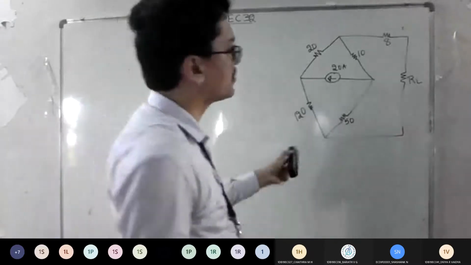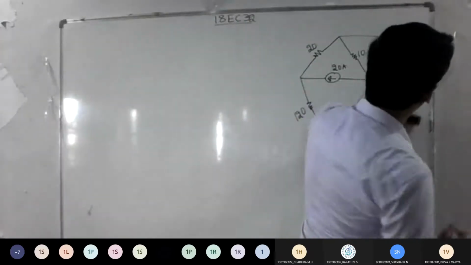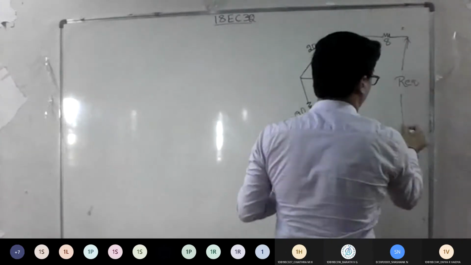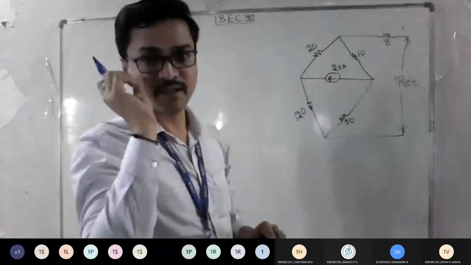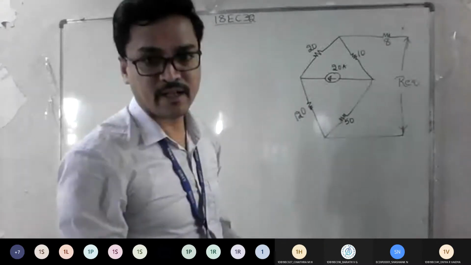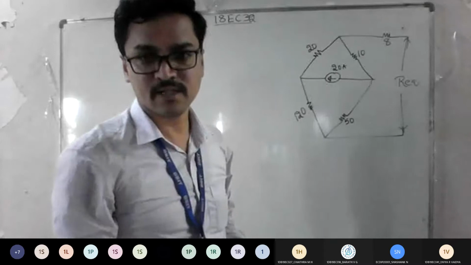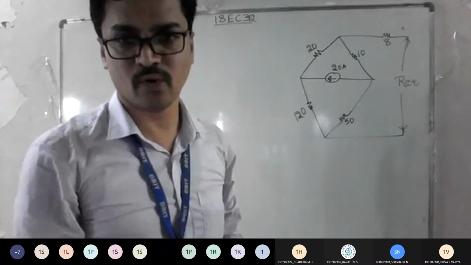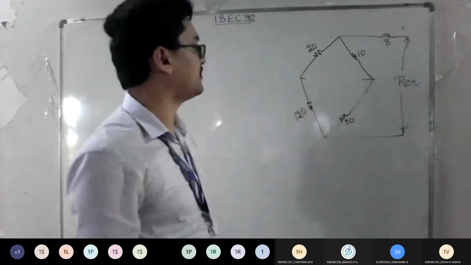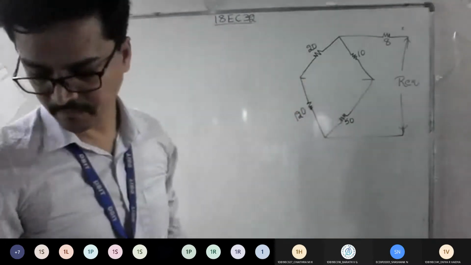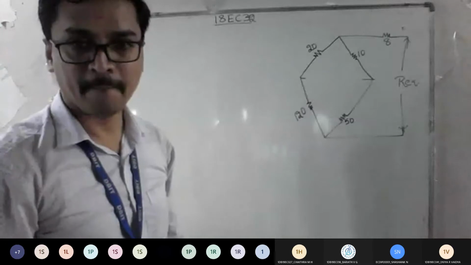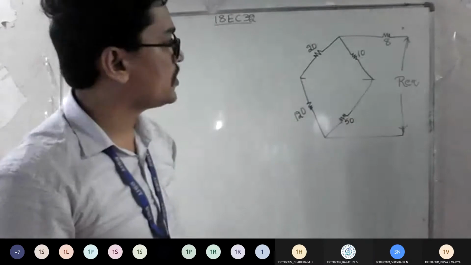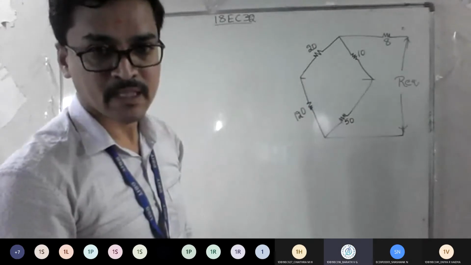To find the R equivalent, replace your load with R equivalent. Then if a voltage source is there, you're going to short circuit it, but it has become an open path. Now tell me what is going to happen for the individual resistors. What will happen for 20 and 120? So 20 and 120 become series, sir. Parallel combination.